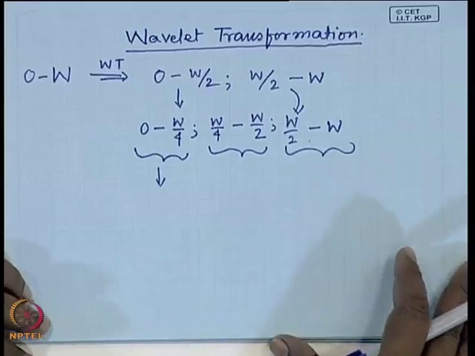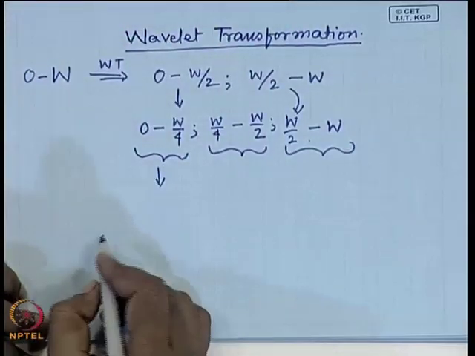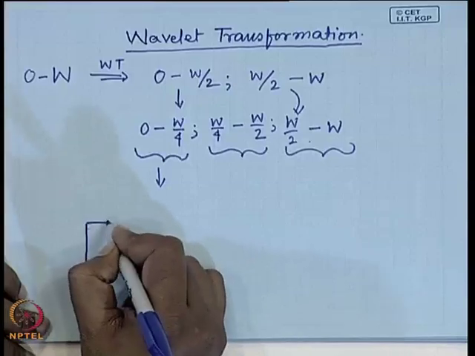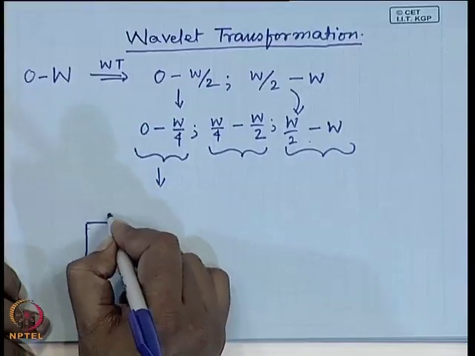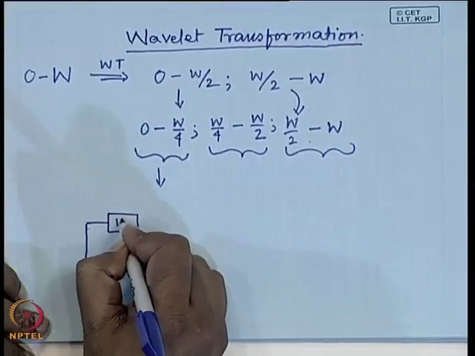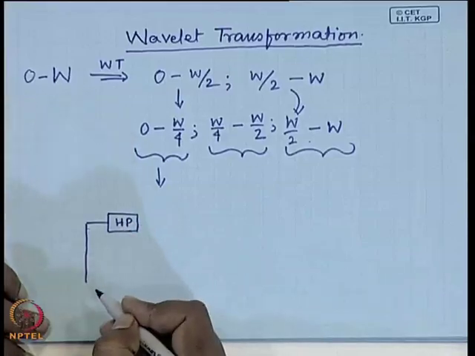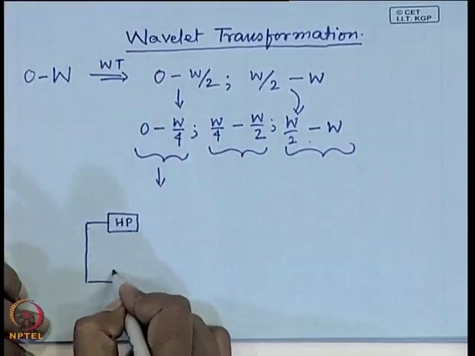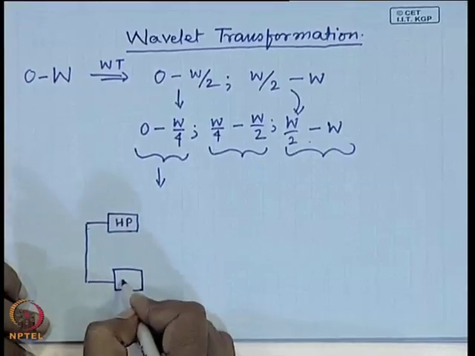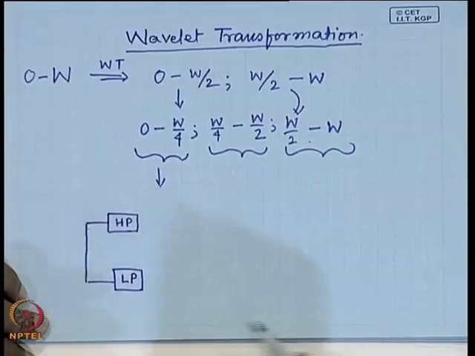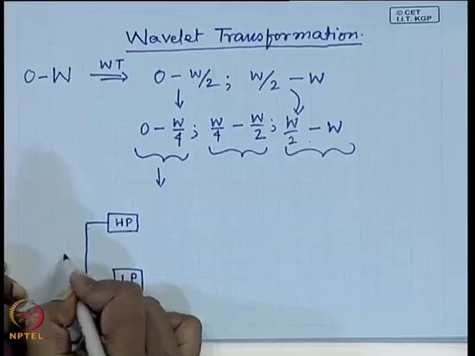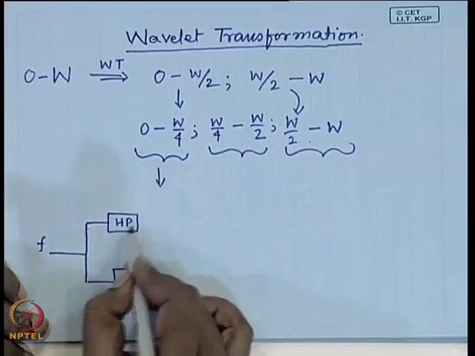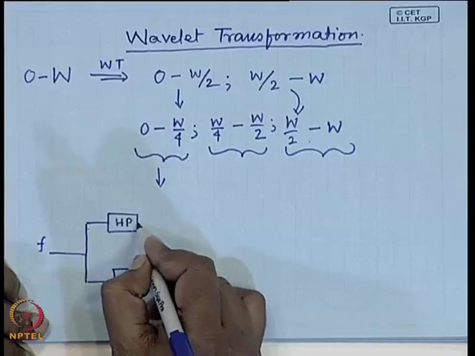So, I can represent this kind of filtering in the form like this. I have two filters: one is a high pass filter of cutoff frequency W by 2, and I have a low pass filter of the same cutoff frequency W by 2, and this is my input signal, say f.